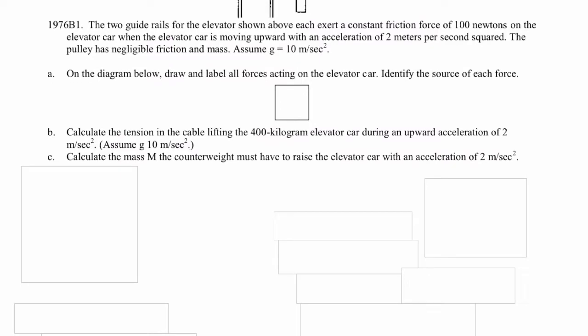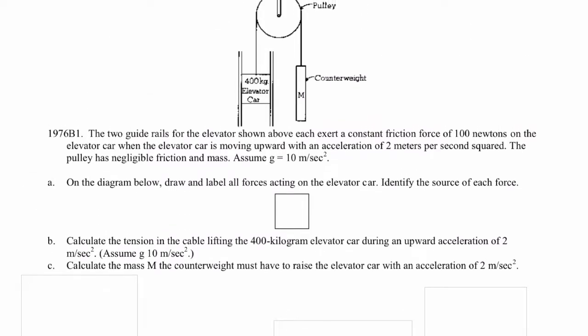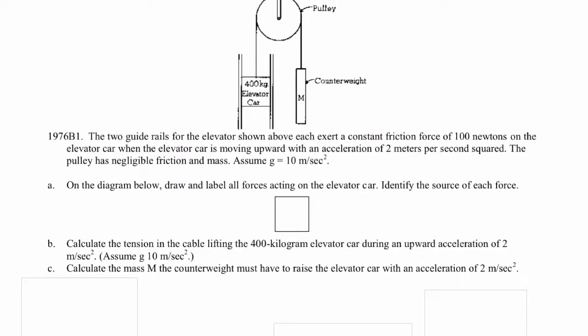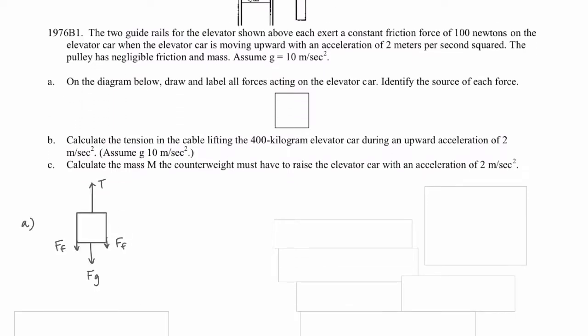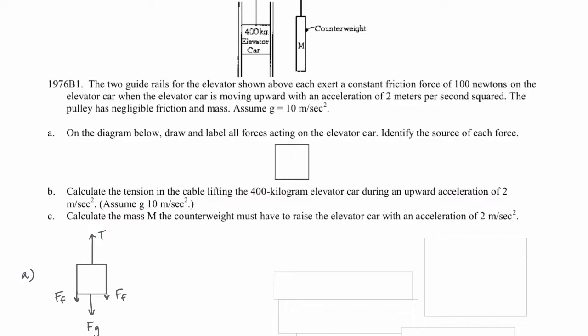Alright, so for part A, we're going to have the force of gravity. That's going to be acting in the downward direction on the center of mass of the cart. There's going to be tension from the cable pulling the elevator car upwards, and also the force of friction on both sides of the cart where the cart is touching the rails.